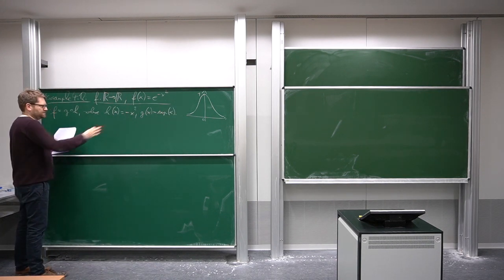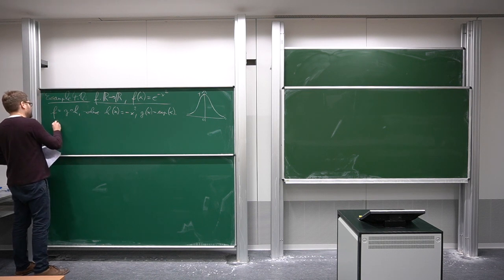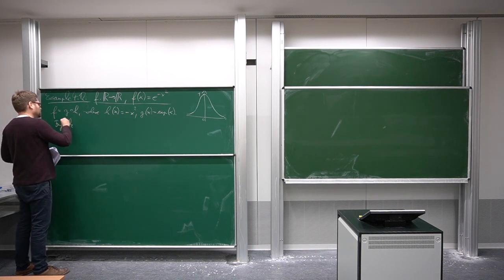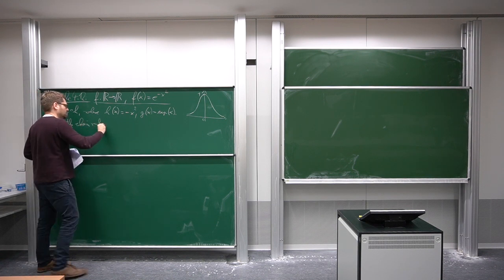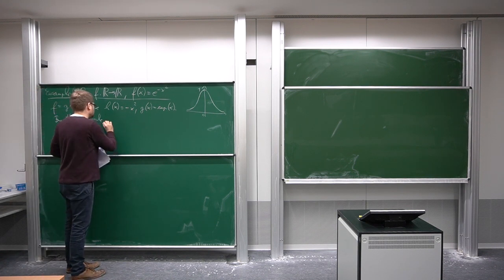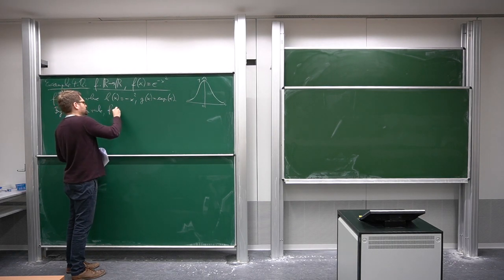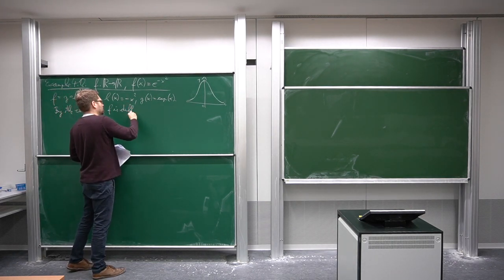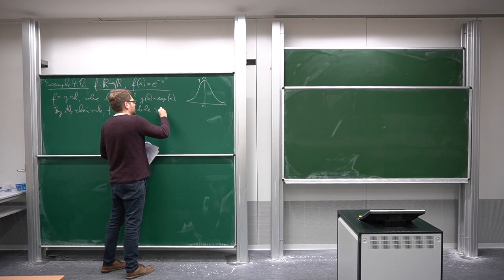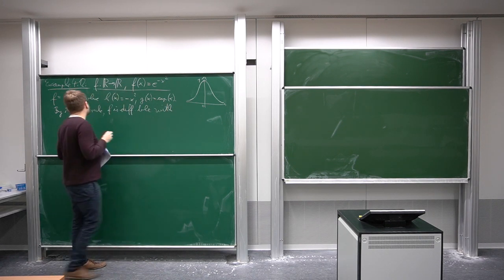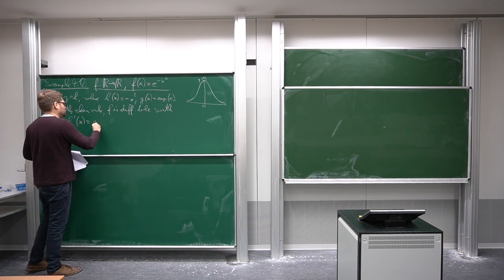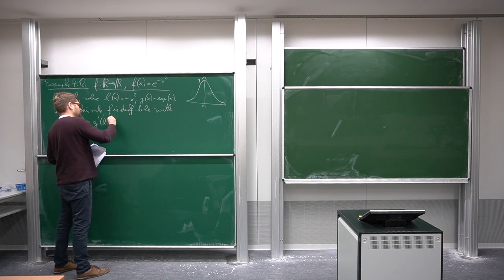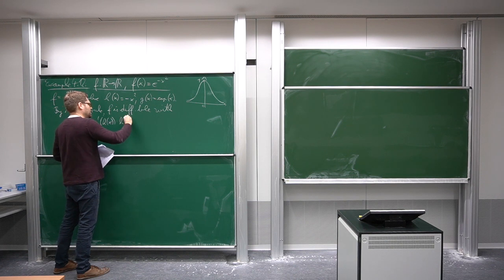Okay, we have seen that these two are differentiable. So by the chain rule, f is differentiable, and we can compute the derivative. f prime of x is now g prime of h of x times h prime of x.